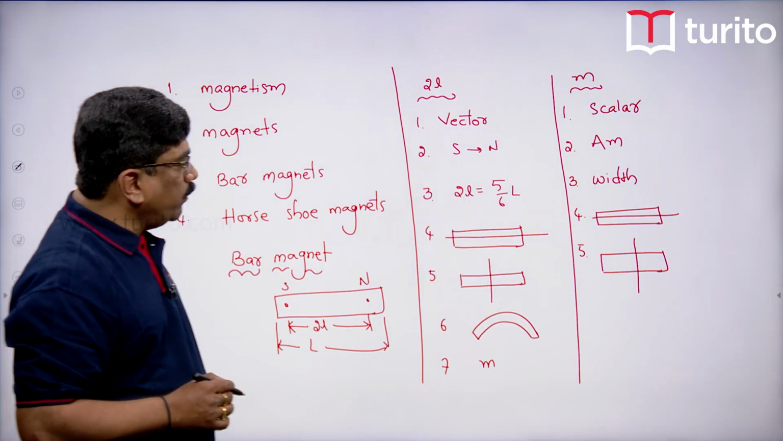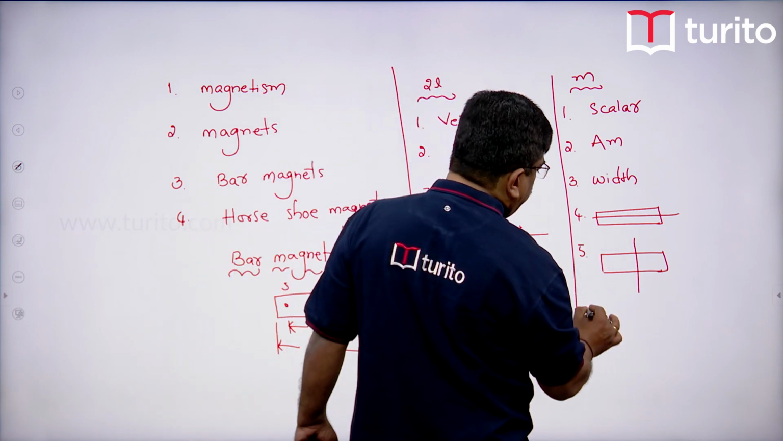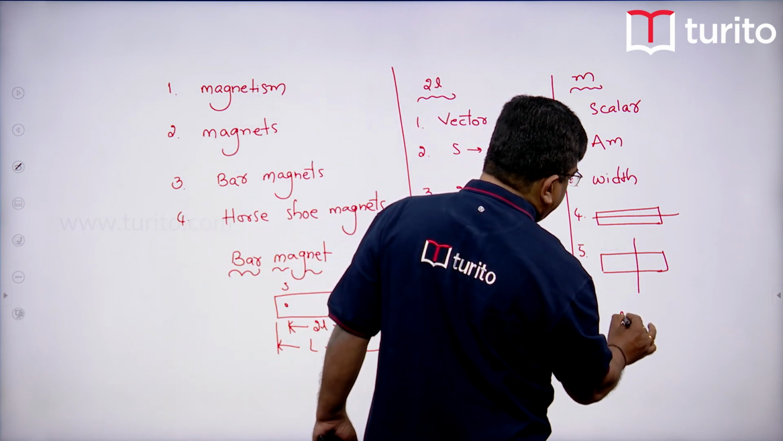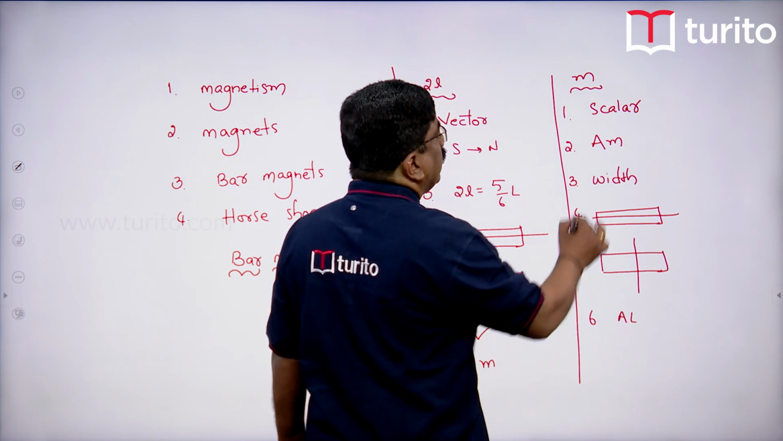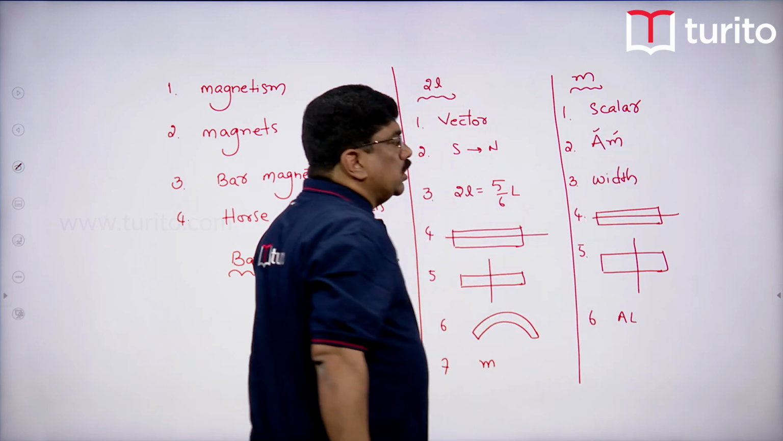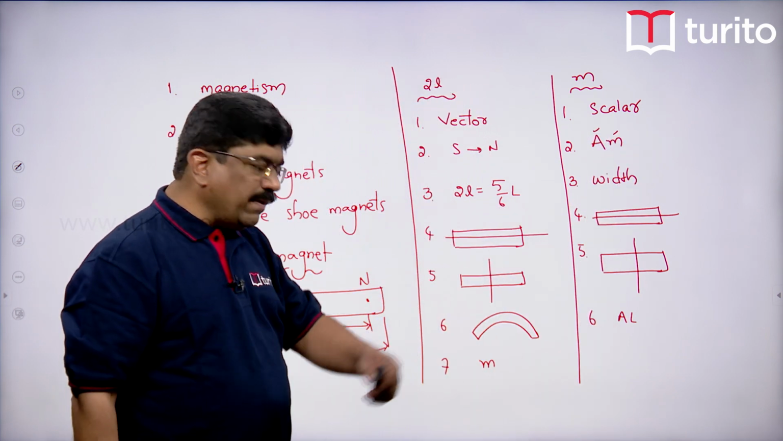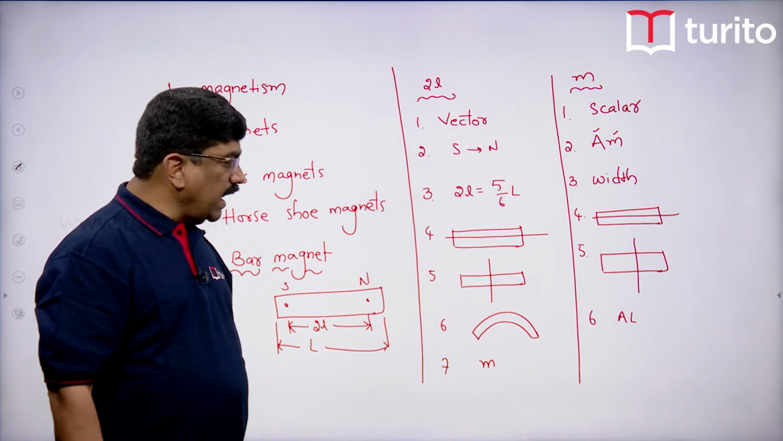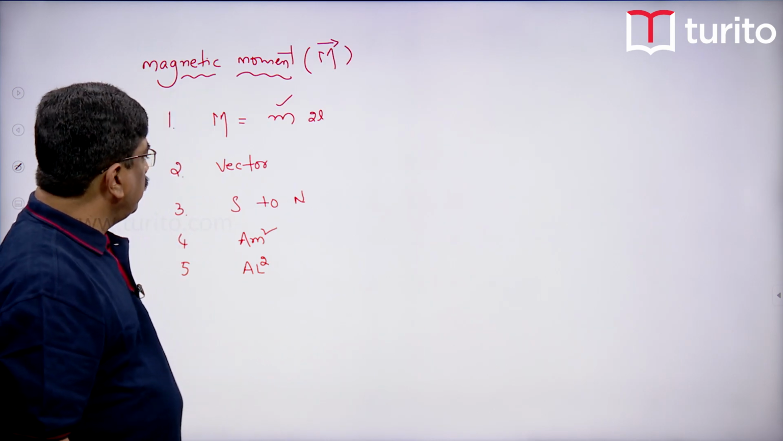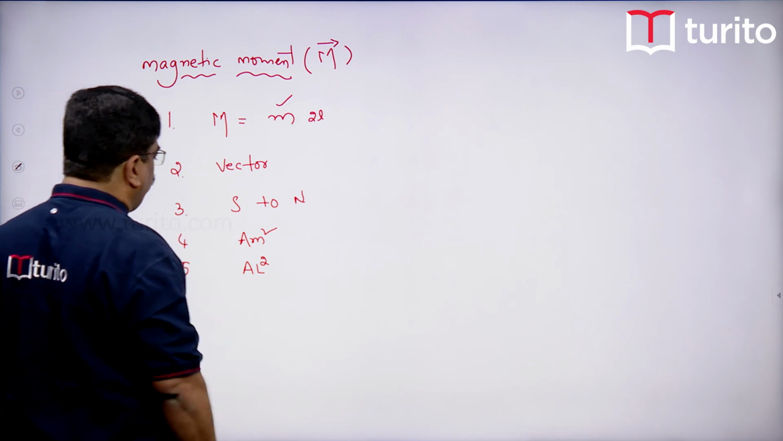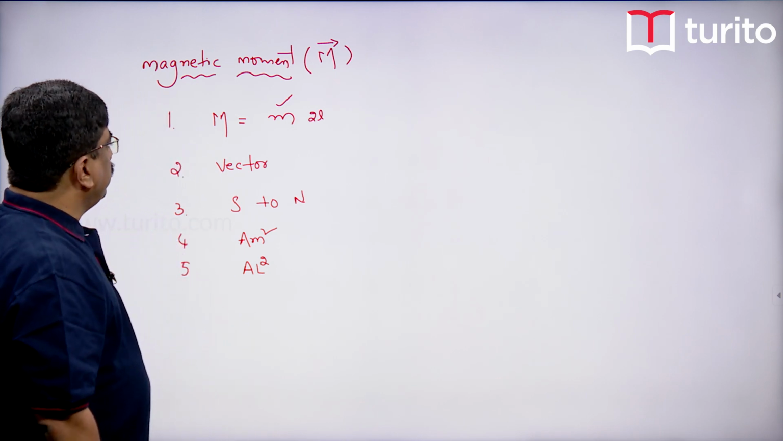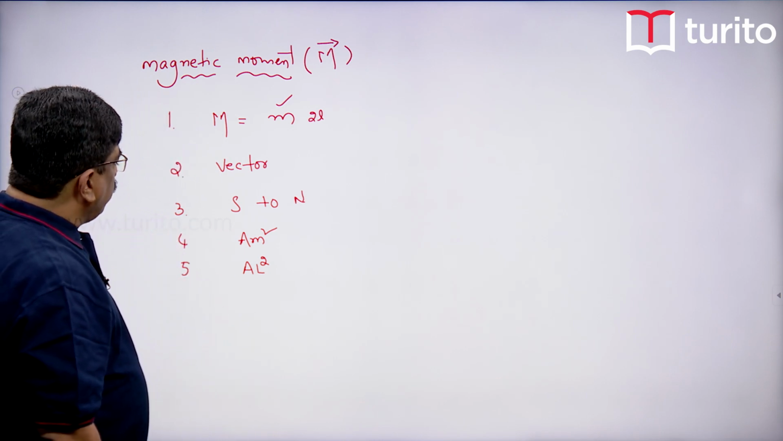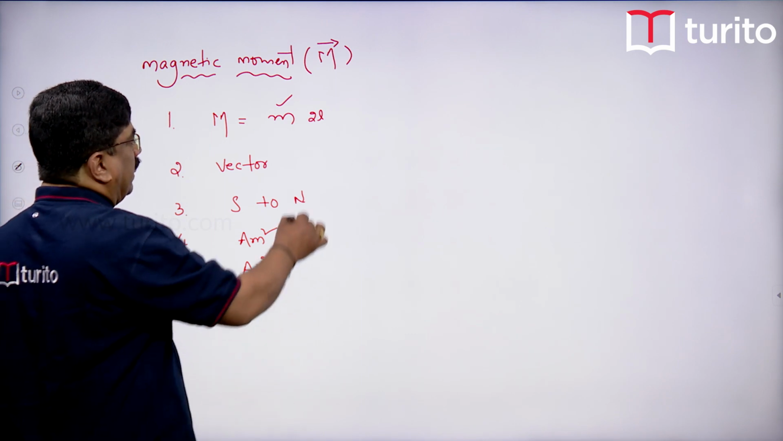Earlier, for pole strength, we wrote the dimensional formula as A into L, ampere meter. Therefore, the dimensional formula for pole strength is A into L, whereas for magnetic moment the dimensional formula is A L square. And some more important points related to magnetic moment.